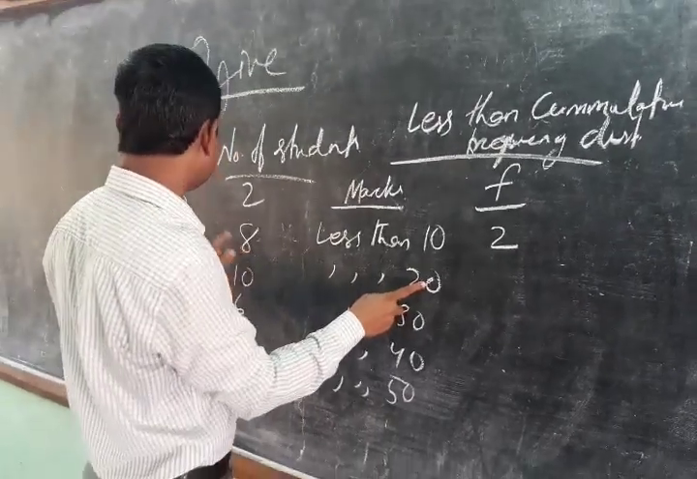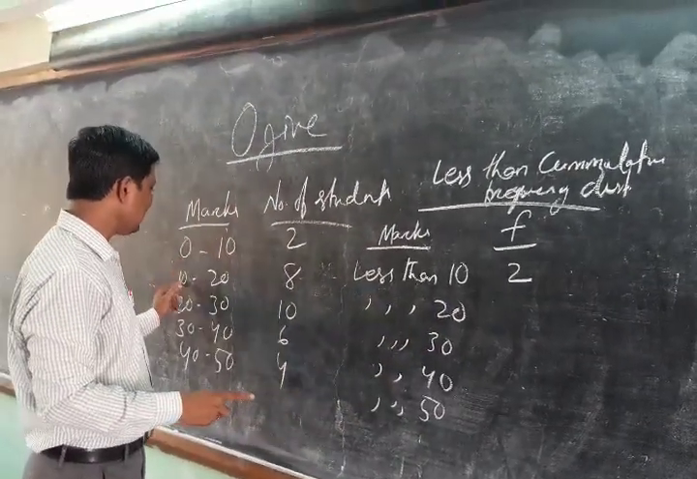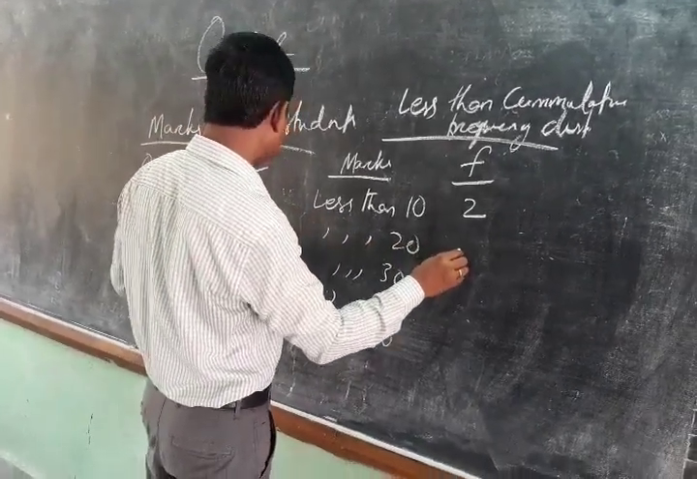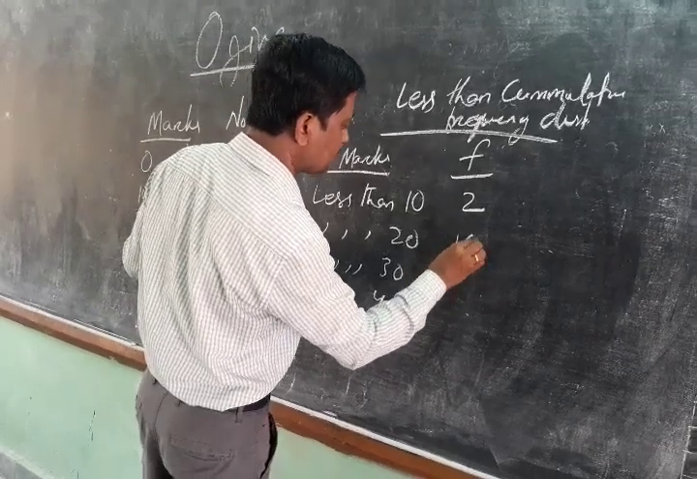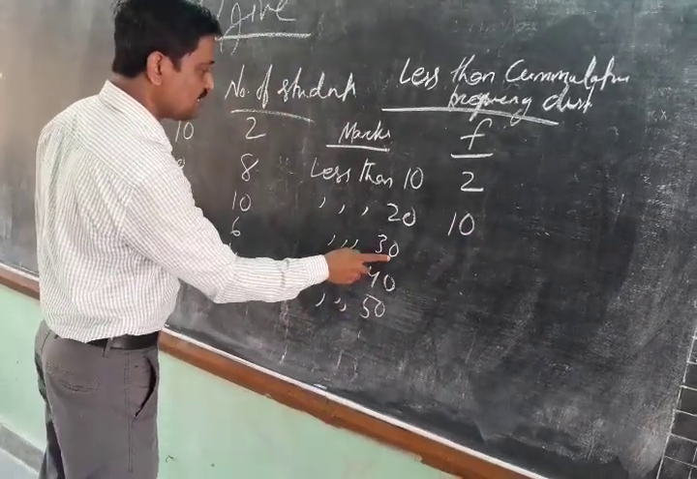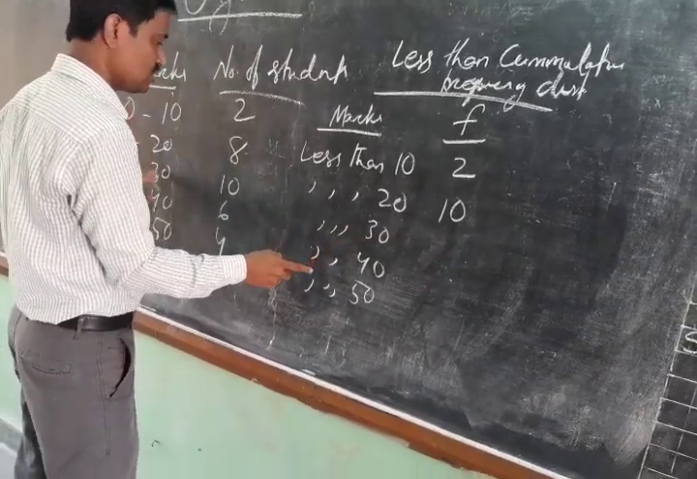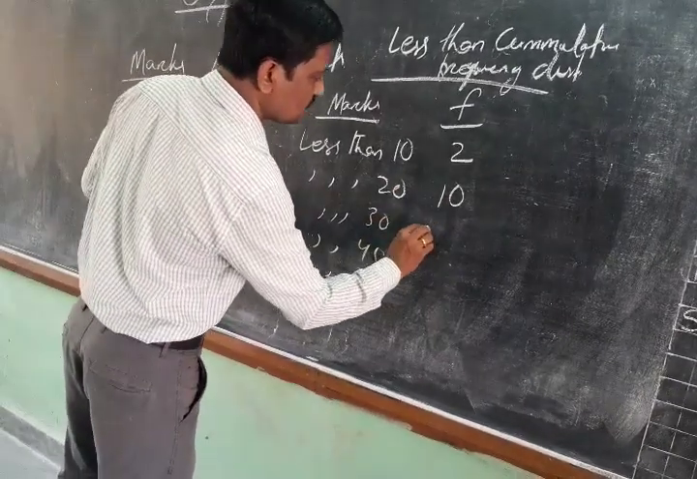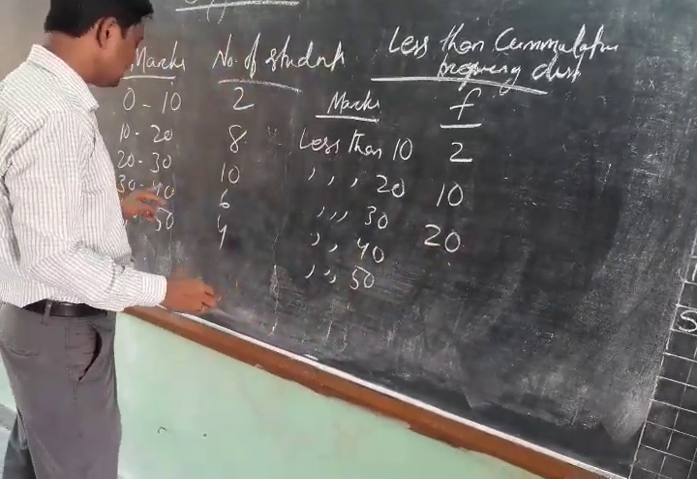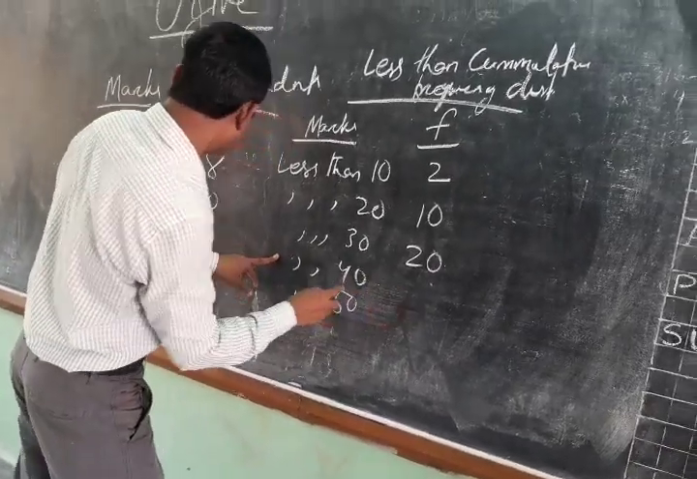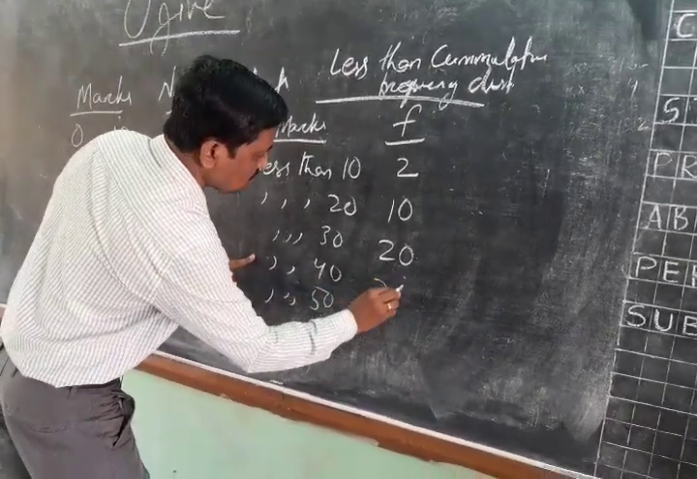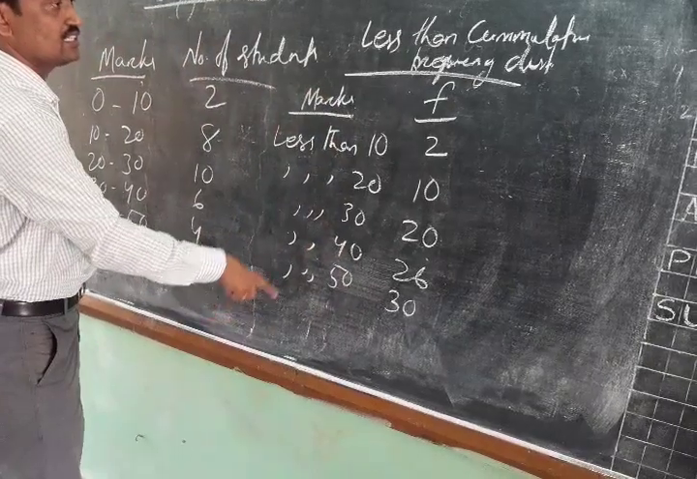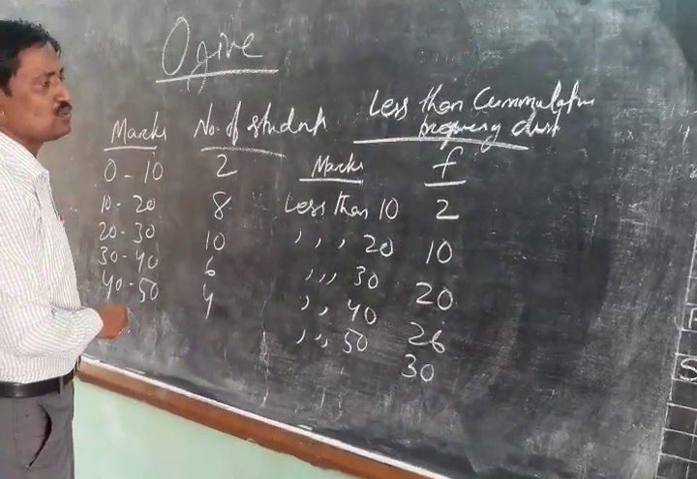Less than 20 means it includes 0 to 10 and 10 to 20, so we have to add them: 2 plus 8 is 10. Next, less than 30 means it includes 0 to 30, so all three frequencies have to be added: 10 plus 10 is 20. Likewise, less than 40 is 20 plus 6, 26, and less than 50 is 30, so it includes everything. So this is the less than cumulative frequency distribution.